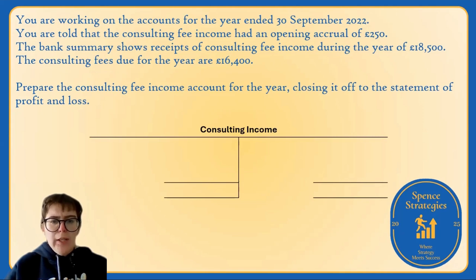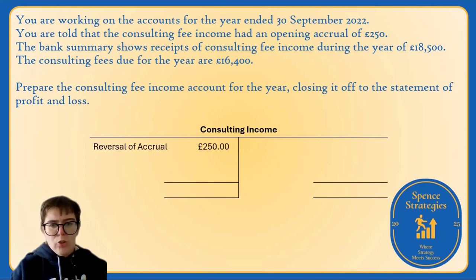Ordinarily, our accrued income would be a debit in our accruals account, whilst in our income account being a credit. Well, if I had posted that to my credit side of my consulting income account last year, this year I now need to remove it, and the only way I can do that is by posting a debit entry in order to get rid of it. So my reversal of accrual for £250 is of course going to be a debit in my consulting income account.